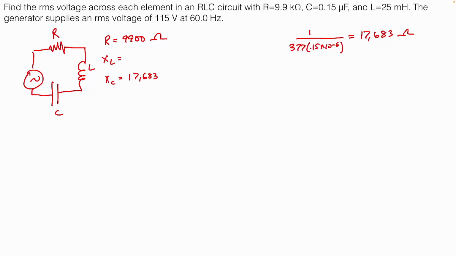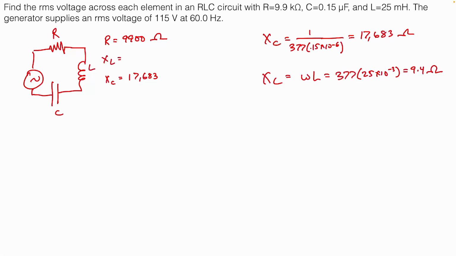17,683. Okay, how do we do the same thing for finding X sub L, right? Well, X sub L is going to be omega times L, which is 377 times 25 times 10 to the minus 3. 9.4? Yeah, I think that sounds about right. I remember my calculations correctly.